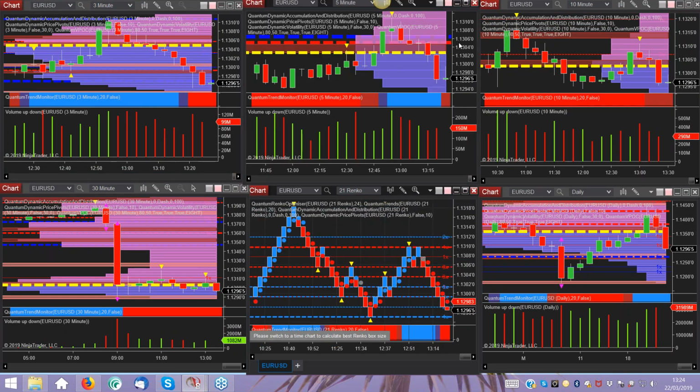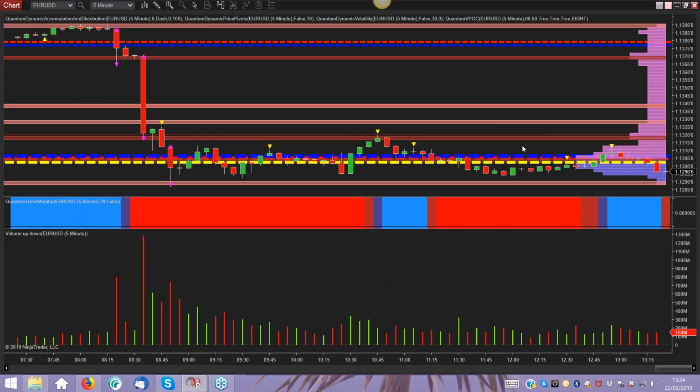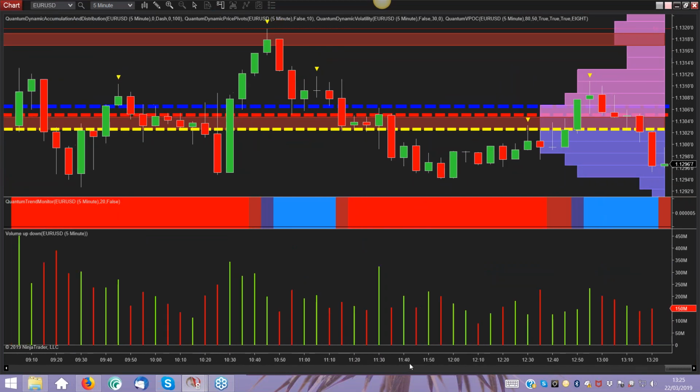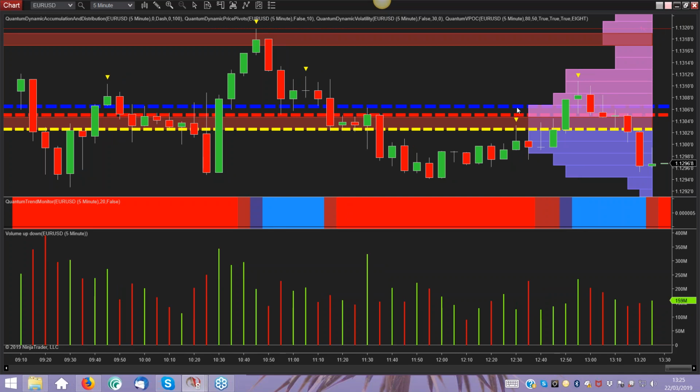Again, pretty much the same. Let's have a look at the 5-minute, trading around the volume point of control. Lots of resistance overhead. Let's just pull that up a little bit, maybe make it a bit clearer. There we go. These two levels here are on the accumulation distribution, but then they work on price.